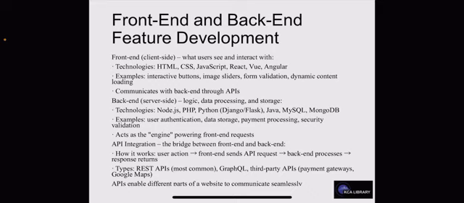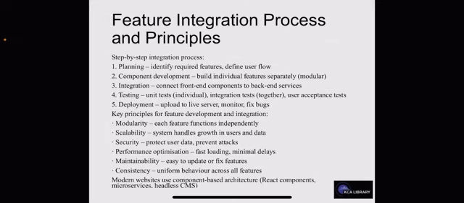The back end can be regarded as the server side, where we have the logic, data processing, and storage. Technologies for this are Node.js, PHP, Python, Java, MongoDB, and so on. API integration serves as the bridge between the front end and back end. How does this work? A user action occurs, the front end sends an API request, the back end processes it, and a response is returned.